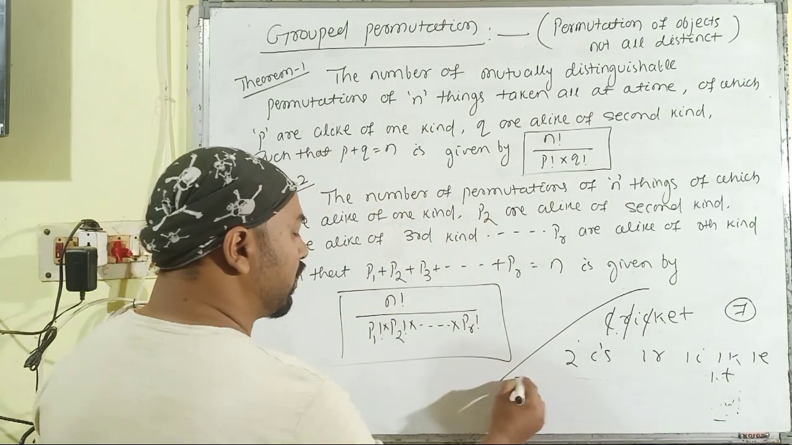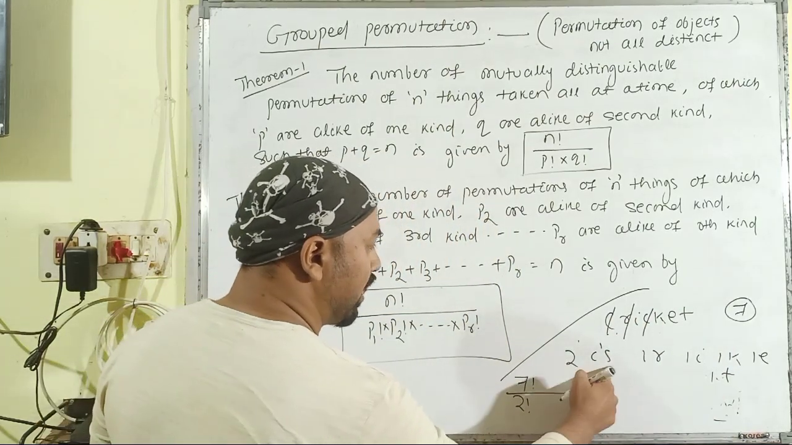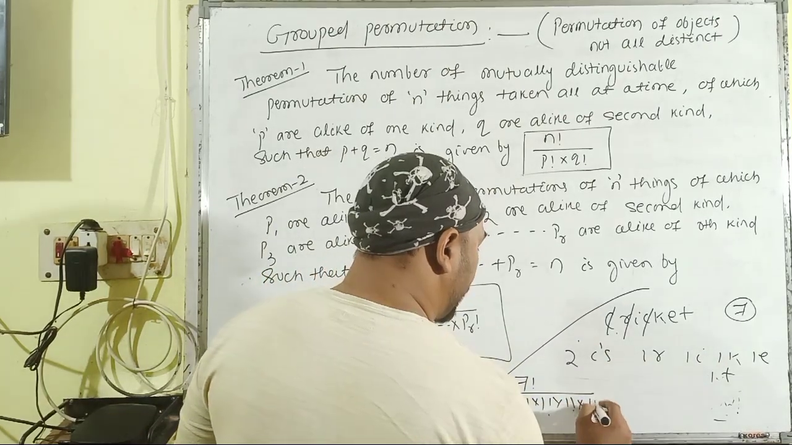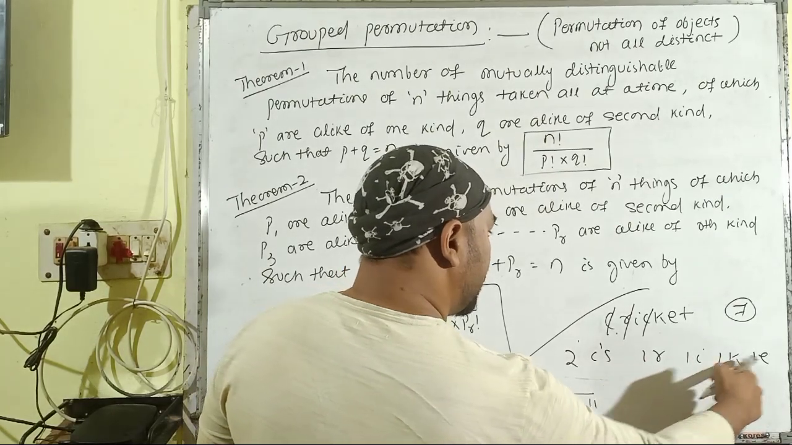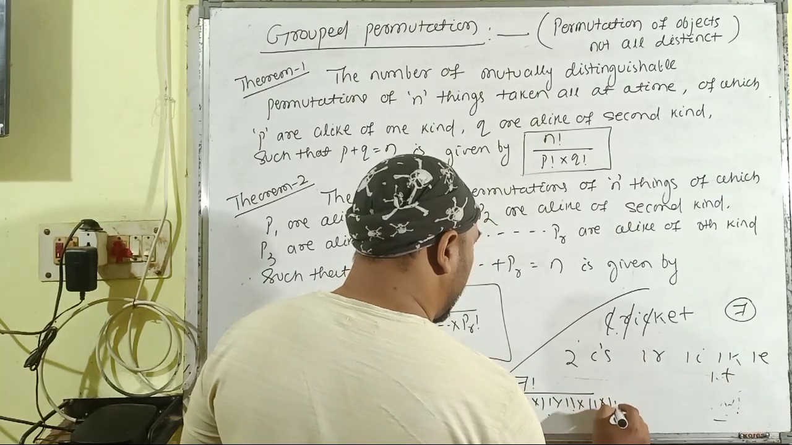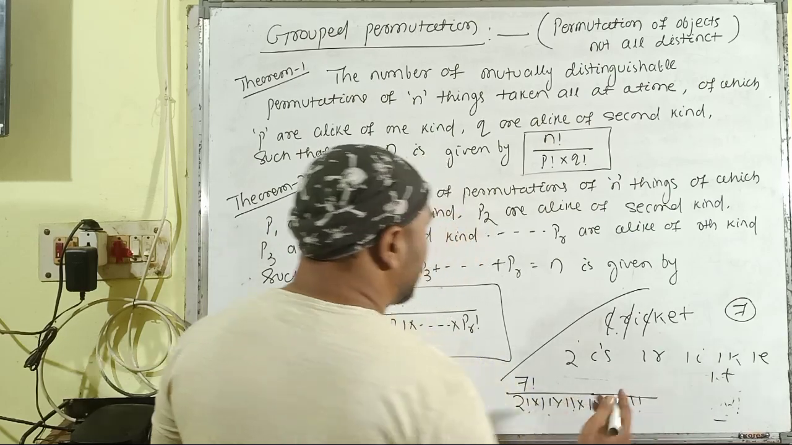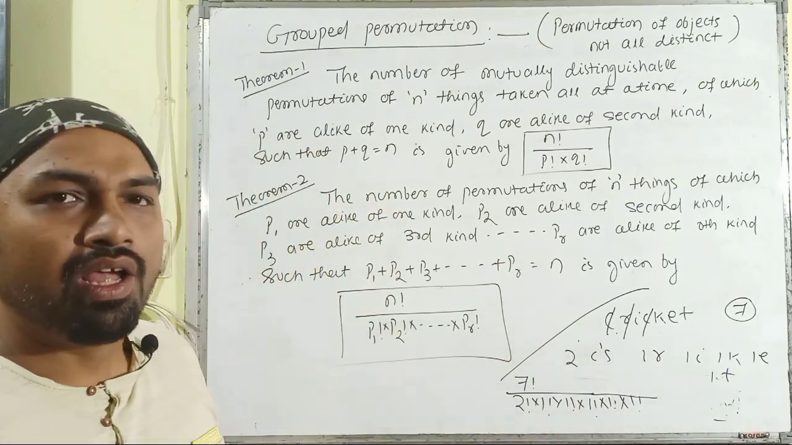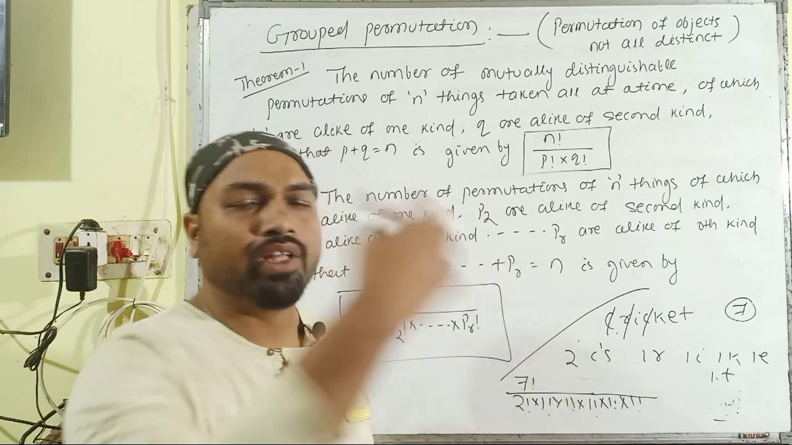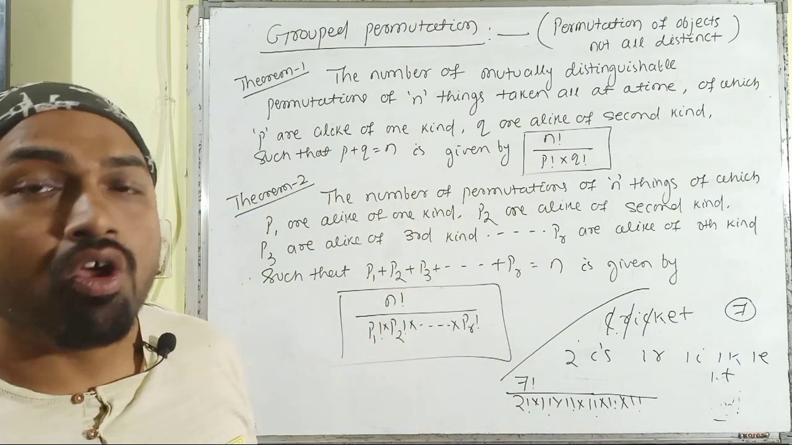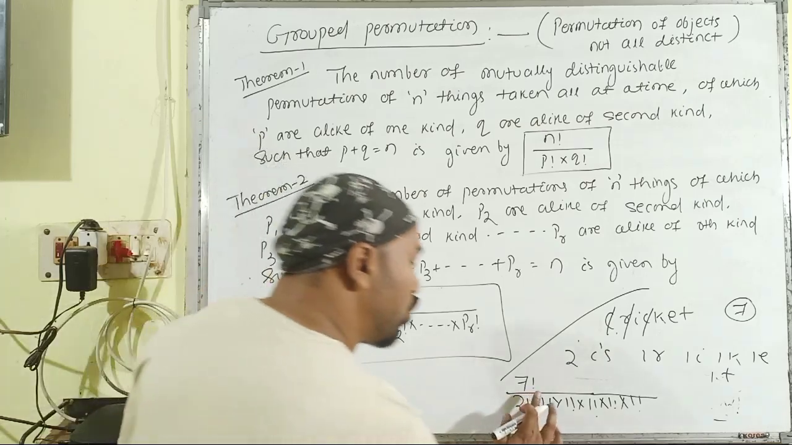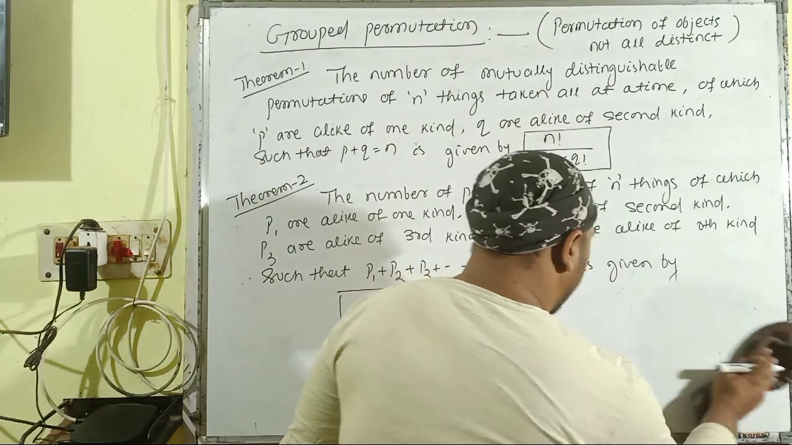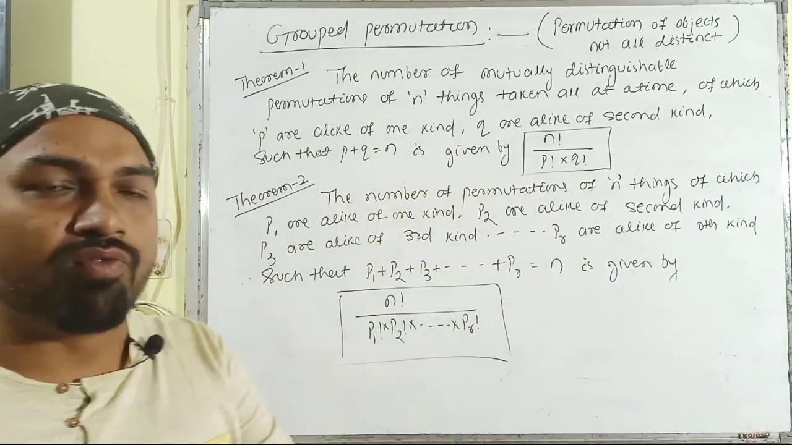So the total number of permutations is equal to 7 factorial divided by 2 factorial, then 1 factorial multiplied with 1 factorial, and so on for each of the single letters. We don't need to write these down because 1 factorial is itself 1. Whether you multiply by 1 or divide a number by 1, it gives the same original result. So you can omit these from here. So these are the two fundamentals based upon the grouped permutations.